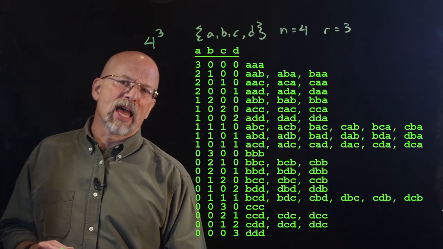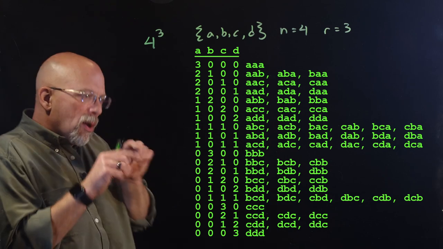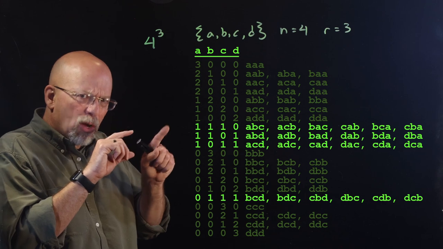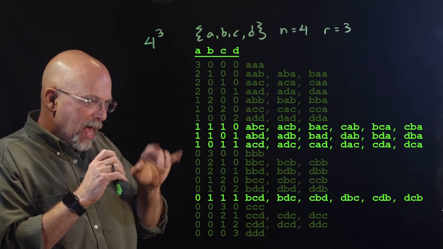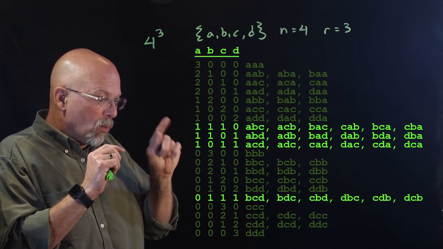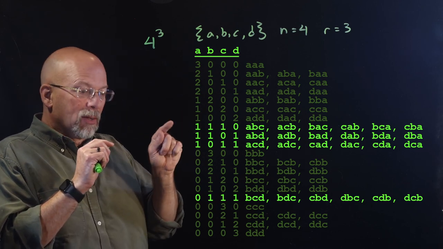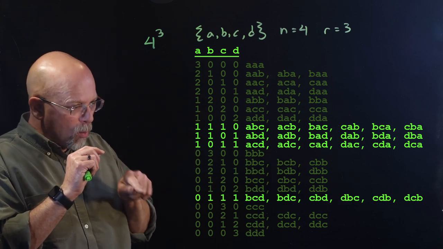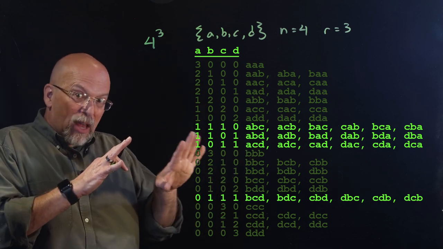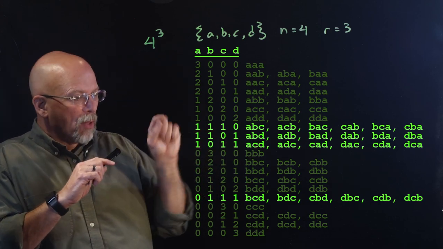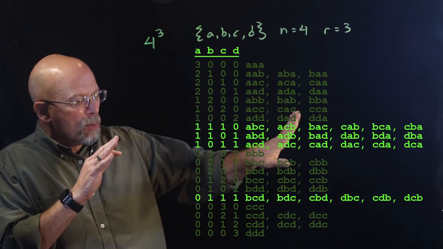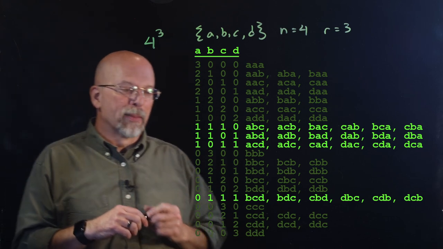But as soon as we say that duplicates are not allowed, then we're going to focus only on these rows where there's one each of A or B or C or D. So we have 1A, 1B, 1C, or 1A, 1B, 1D, or 1A, 1C, 1D, or 1B, 1C, and 1D. And that gives us, now, once again, order matters. So each one of those, for example, ABC is not the same sequence as ACB. And now what we've got are 24 different combinations.